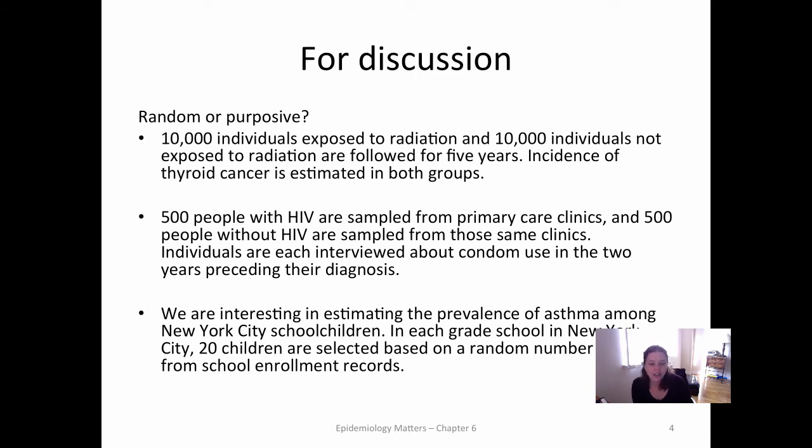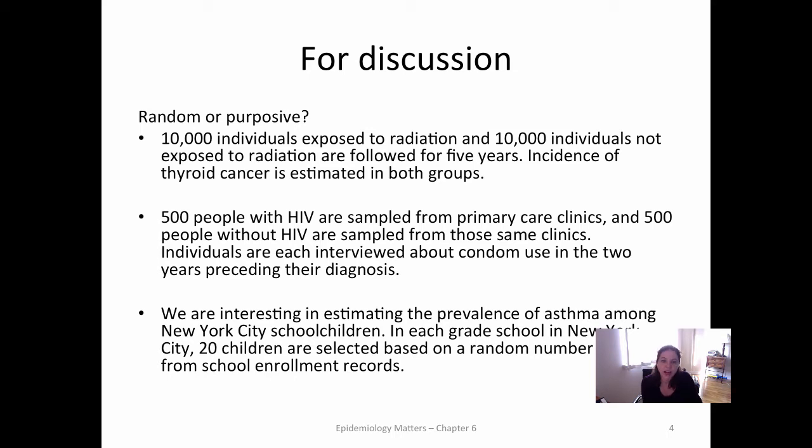So here's just some examples that I came up with. Which of the following are random or purposive? First, you take 10,000 individuals exposed to radiation, and 10,000 individuals not exposed to radiation, and you follow them for 5 years. The incidence of thyroid cancer is estimated in both groups. So that would be a purposive sample.